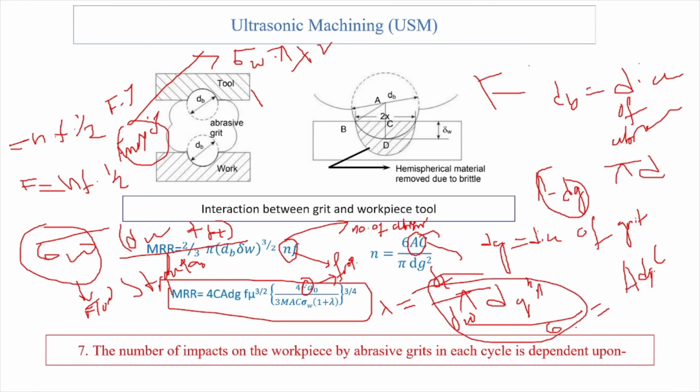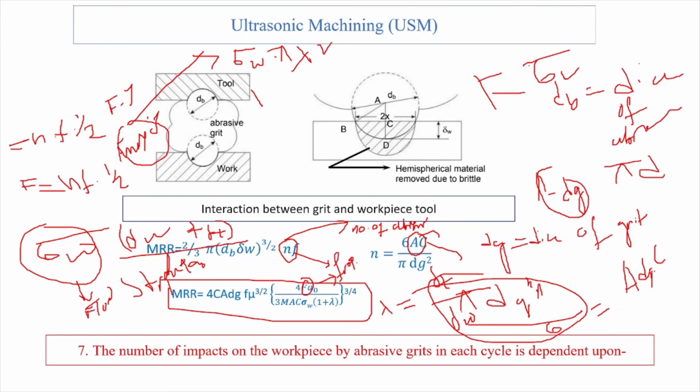Okay, this is also equal to A dg into C, where C is the concentration of abrasive grits. Why do we have to take care of all the parameters? Because all the parameters are affecting material removal rate in the USM process. So this equation is very important for solving the numericals. It is expected that the indentation will be inversely proportional to the flow strength, that is delta W.